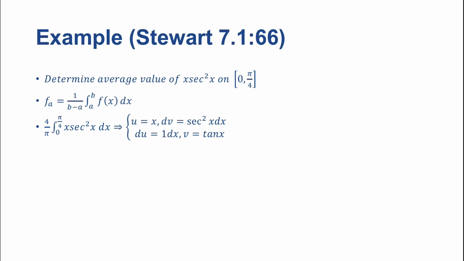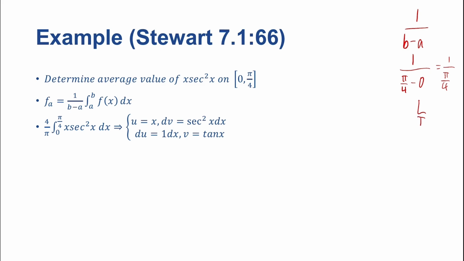So if I do 1 over b minus a, we get 1 over pi over 4 minus 0, which is really just 1 over pi over 4. So we really just get 4 over pi. So you get 4 over pi times the integral between 0 and pi over 4 of x secant squared x dx. Okay, so we're obviously going to need to do an integration by parts.